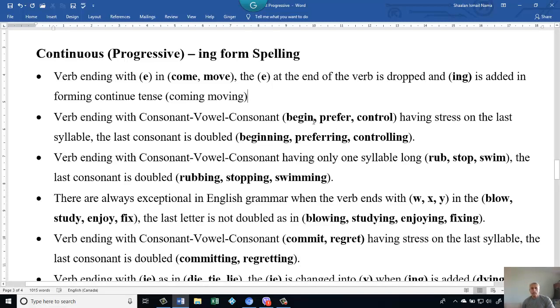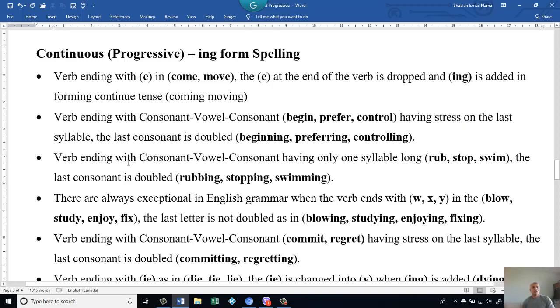Now the reason here we say begin, beginning, then preferring, we double the R, here we double the N, and also here we have control, because here we have consonant, vowel, consonant. Then we're gonna say control, controlling. If you look here, the last L, we double it.